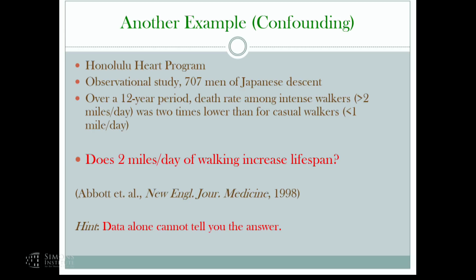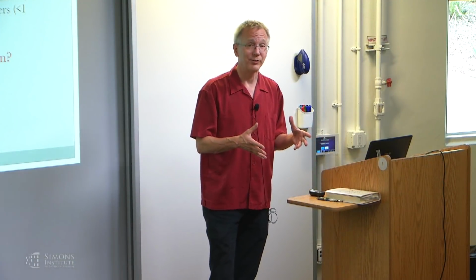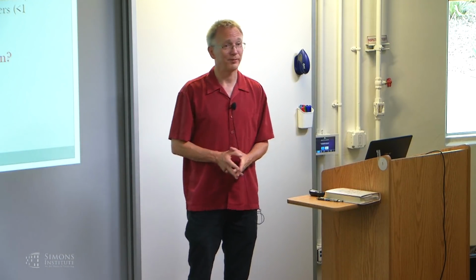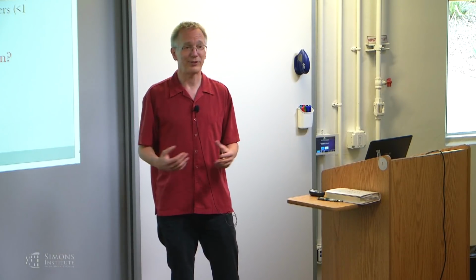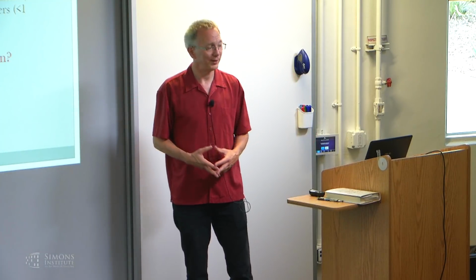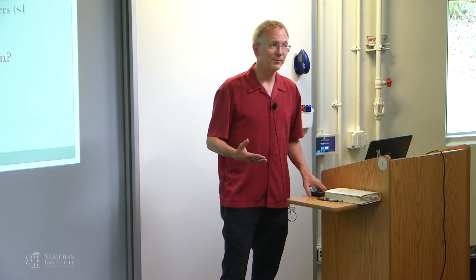Well, one thing I want to say right away is that the data alone cannot tell you the answer to that question. The data that they collected was very impressive. They observed the mortality rate of the intense walkers to be about half the mortality rate of the casual walkers. So this looks really impressive and like, wow, I want to go out and start walking. But we can't leap to a causal conclusion from the data. Why can't we do that? Because there might be confounding factors.